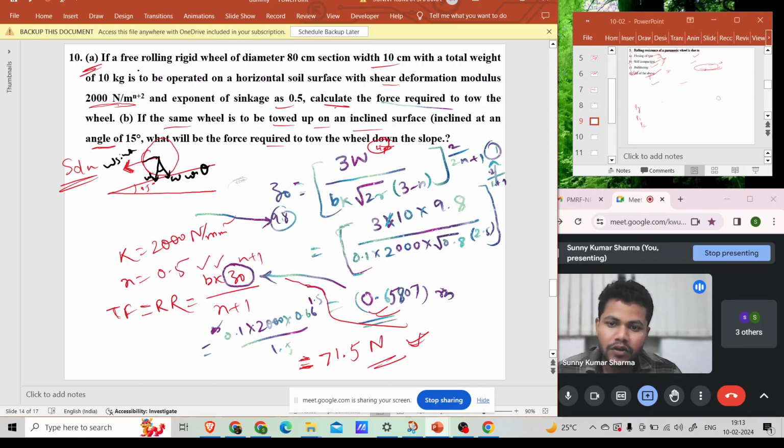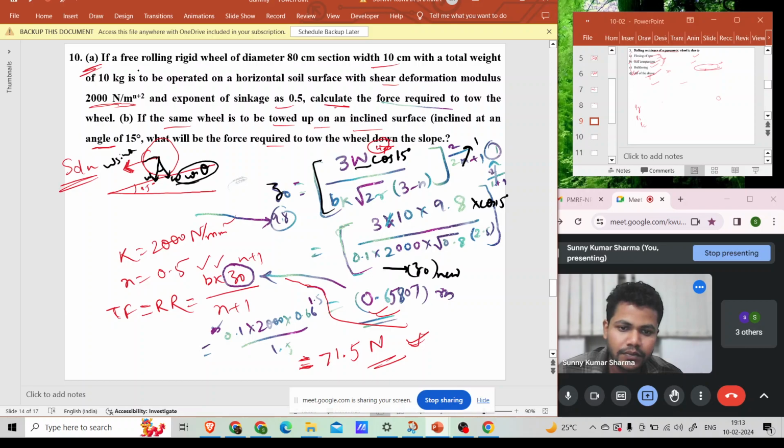And the weight coming on the wheel in this Z0 is denoted as W. So this W cos theta will now be the weight coming on the wheel. So in 3W you have to include 3W cos theta, meaning cos 15 degrees, and do the calculation. And this is one only, so you can just multiply this with cos 15 degrees. You will get the new sinkage Z0 new.